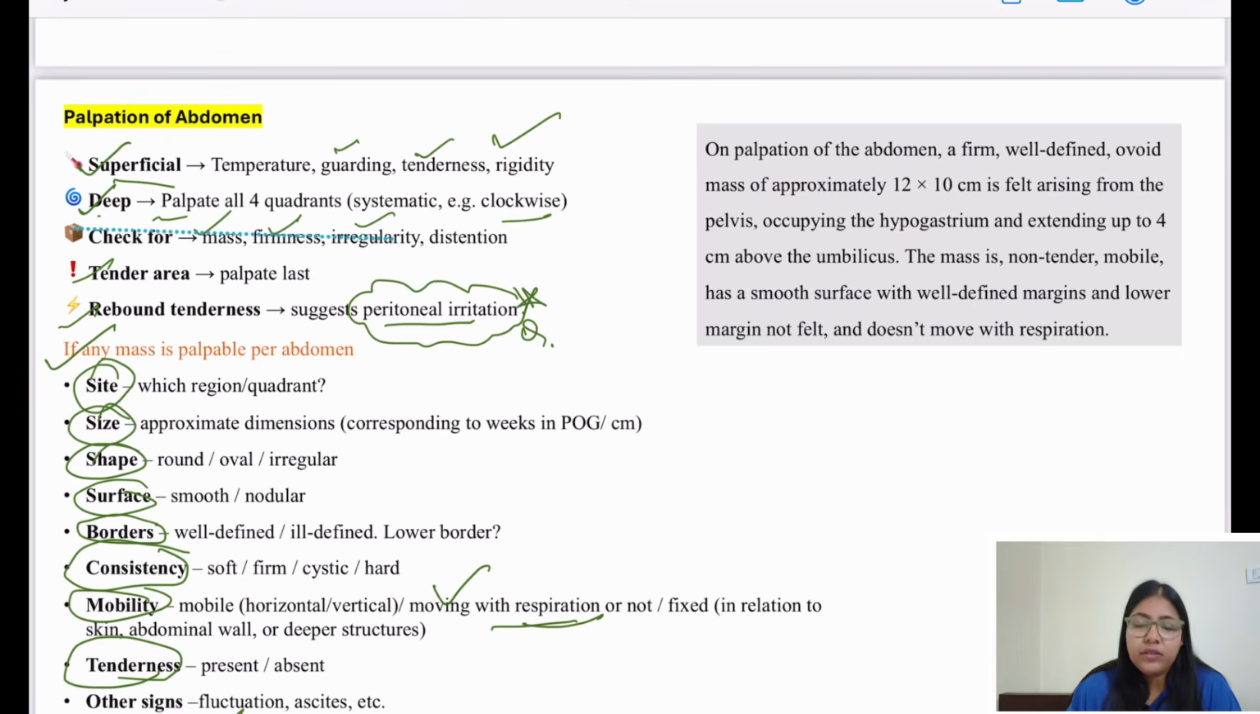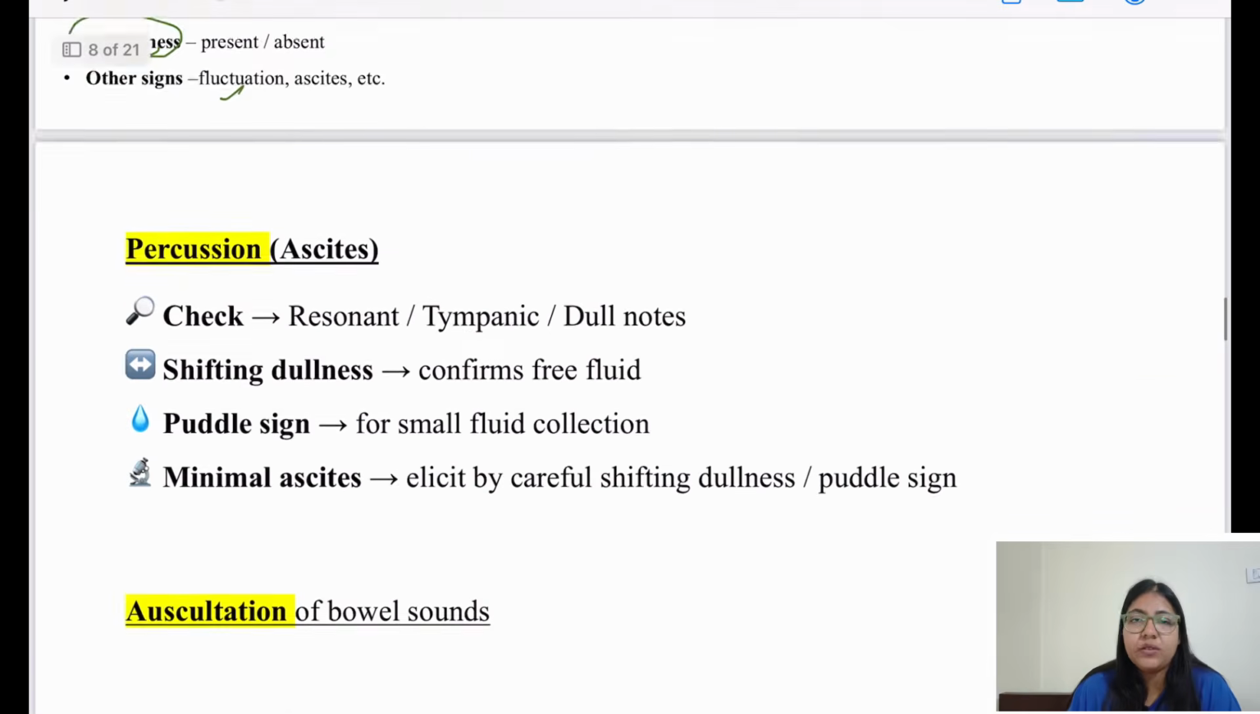You check for tenderness on palpation, and among other signs you look for any fluctuation or ascites. Here I have given one example. If you palpate a mass, how do you define it? You define it as: on palpation of the abdomen, there is a firm, well defined ovoid mass of approximately this many centimeters arising from the pelvis, occupying the hypogastrium and extending up to 4 centimeters above the umbilicus. The mass is non-tender, mobile, with smooth surface and well defined margin, the lower margin is not felt, and the mass does not move with respiration.